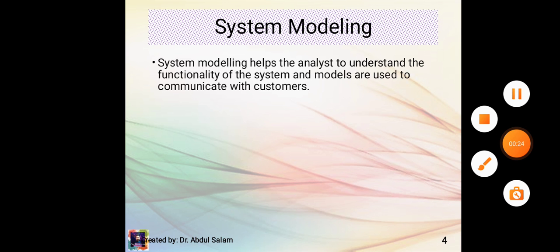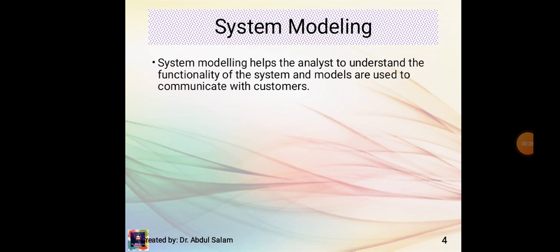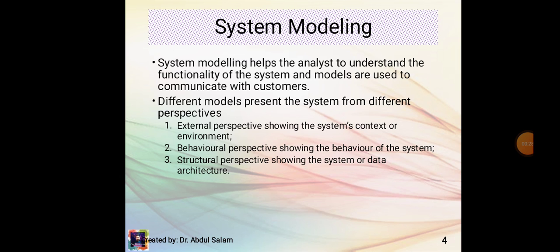First of all, system modeling. System modeling helps the analyst to understand the functionality of the system, and models are used to communicate with customers. Different models present the system from different perspectives. Number 1, external perspective showing the system's context or environment; number 2, behavioral perspective showing the behavior of the system; and third one is structural perspective showing the system or data architecture.